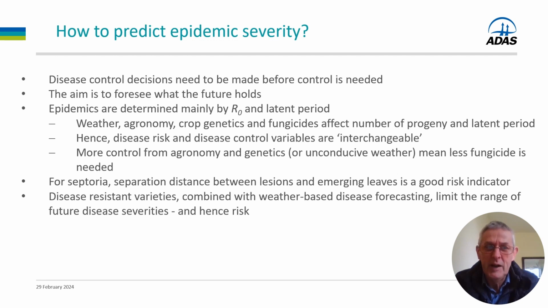And for Septoria, the separation distance vertically between lesions and emerging leaves is a really good indicator of risk. And finally, the combination of disease-resistant varieties and weather-based disease forecasting, even if that forecast is in your head, limits the range of future disease severities that are likely to occur and hence limits the risk.